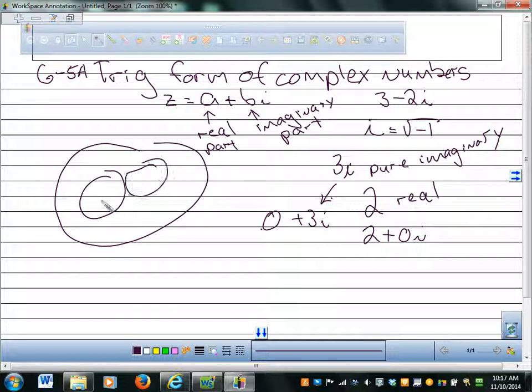So here's complex numbers. Here's pure imaginary. I'm drawing a Venn diagram. Why is there a big circle? Because that's all complex numbers. This is pure imaginary numbers. This is real numbers. And where they overlap, that would be something that's real and imaginary, like 3 minus 2i would be in here.